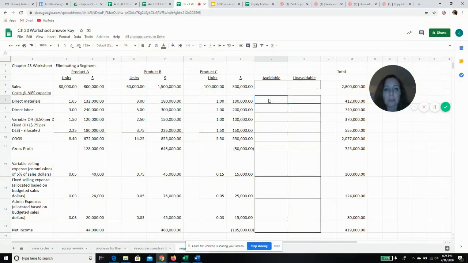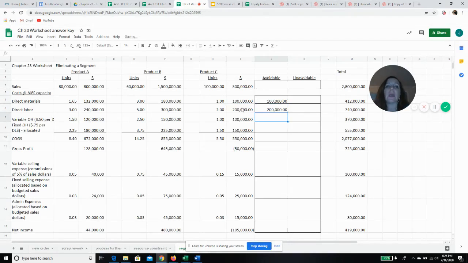Let's start with direct materials. We're not doing this for sales, even though there's boxes there. Okay, so for direct materials, if we don't make product C, then we don't need to buy materials for product C because we're not making it. So the direct materials for product C are avoidable. Direct labor is also avoidable. If we're not making product C, then we do not need to pay for the direct labor.